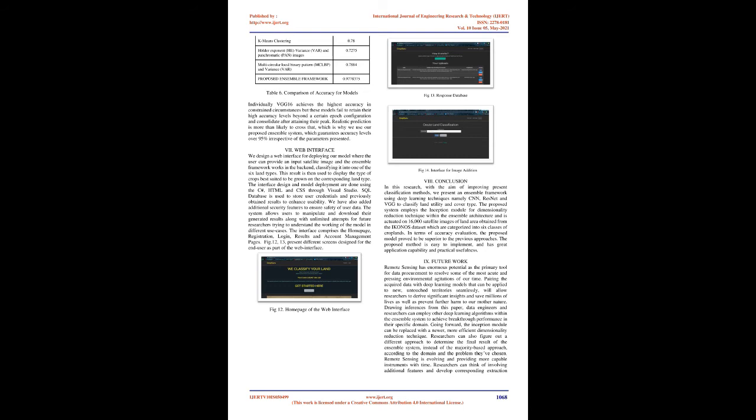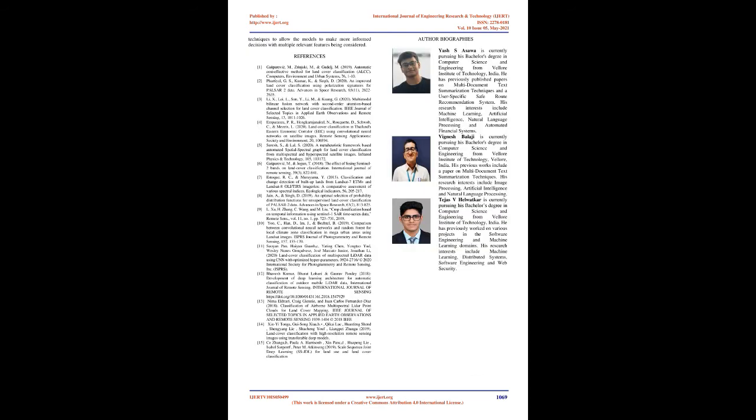Table 6. Comparison of accuracy for models. Individually, VGG16 achieves the highest accuracy in constrained circumstances, but these models fail to retain their high accuracy levels beyond a certain epoch configuration and consolidate after attaining their peak. Realistic prediction is more than likely to cross that, which is why we use our proposed Ensemble system, which guarantees accuracy levels over 95% irrespective of the parameters presented.